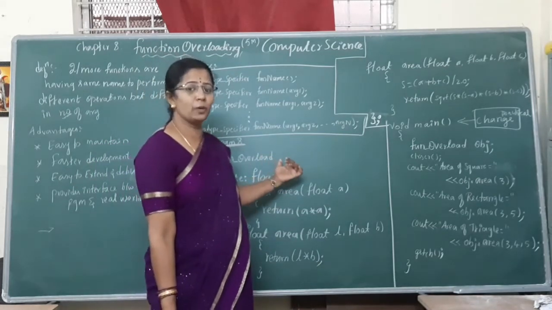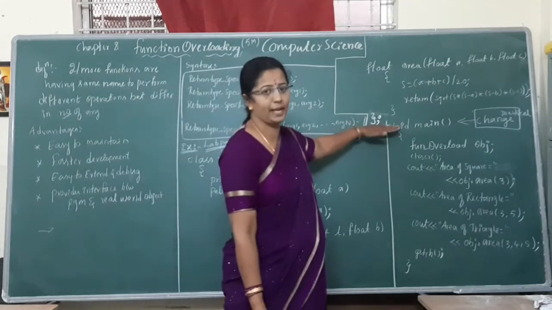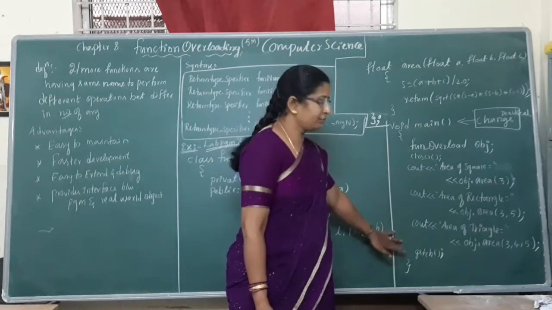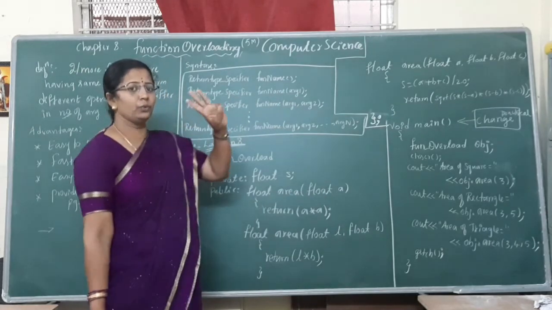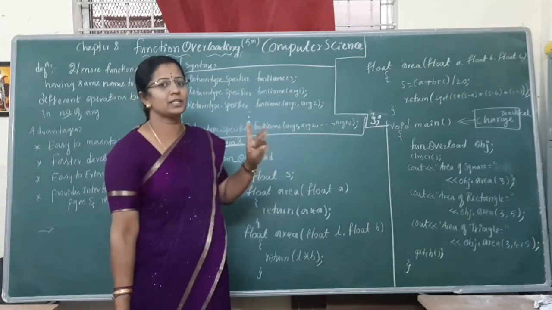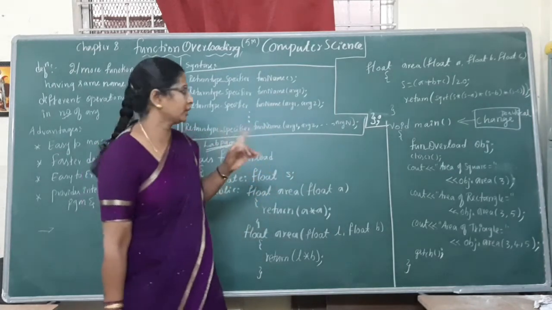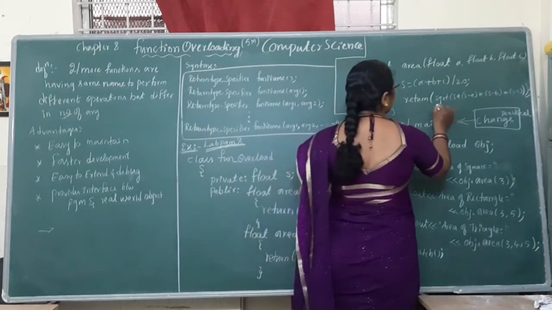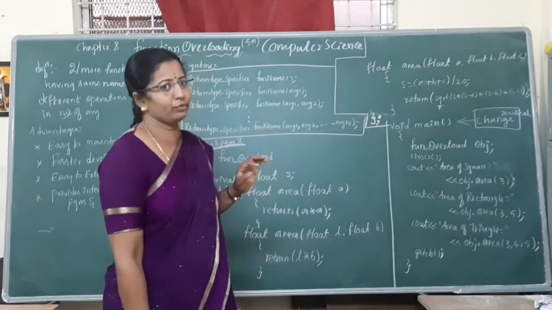This is for the exam point of view. From here to here it is the same. Only the main function is going to be changed. I have not written the header files. We need 3 header files: iostream.h, conio.h and math.h. Why math.h? Here I have used the square root function, hence math.h is required for this.